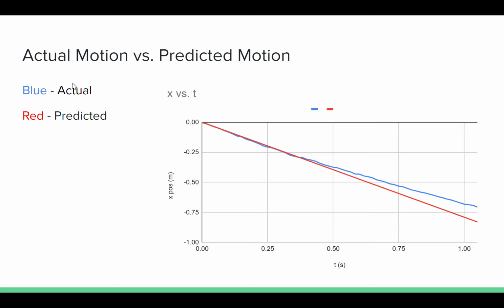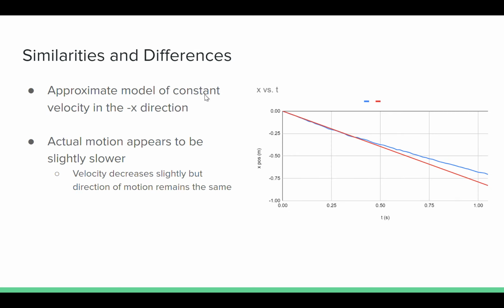Here is a comparison of the actual versus the predicted motion, where the blue line represents the motion that tracker observed, and the red is the predicted motion of the ball. As you can see, both models approximate a model of constant velocity in the negative x direction. However, the actual motion appears to be slightly slower towards the end, especially as the velocity decreases slightly. However, the direction of motion remains the same.